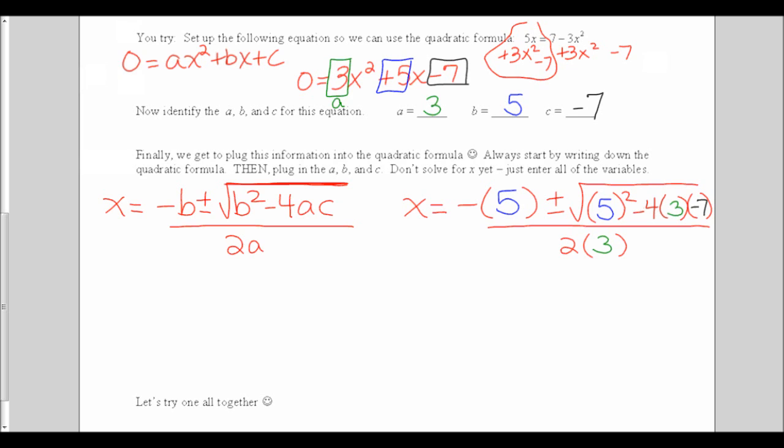So I just used the numbers from my original quadratic equation I had up above and plugged them into the formula.